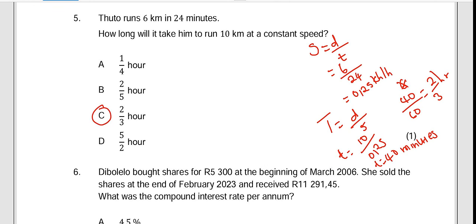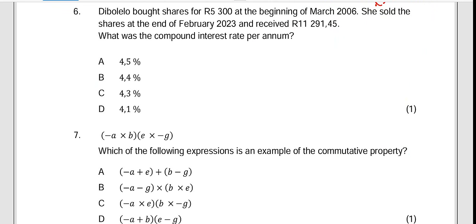Make sure that you know the distance formula. Just know this by heart. It's going to be easier. Distance equals speed times time. Make sure that you know this formula by heart before going to write your examination. Number 6.